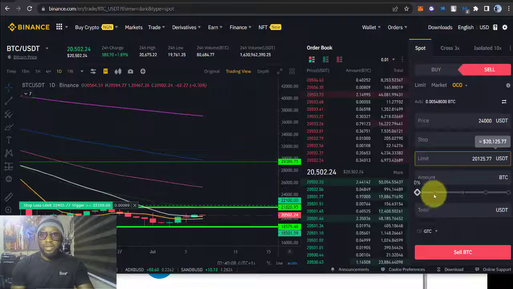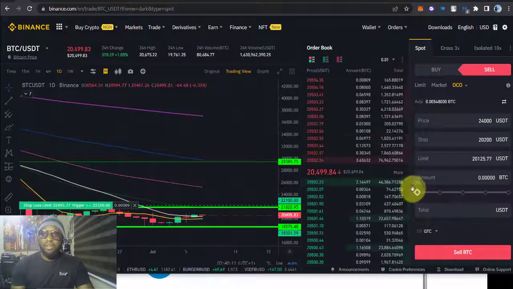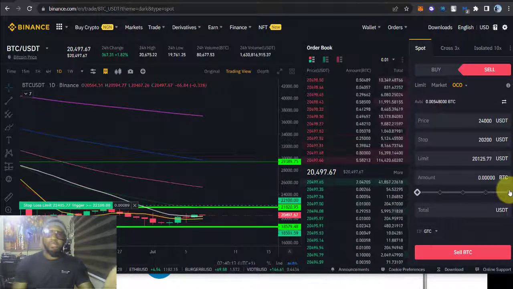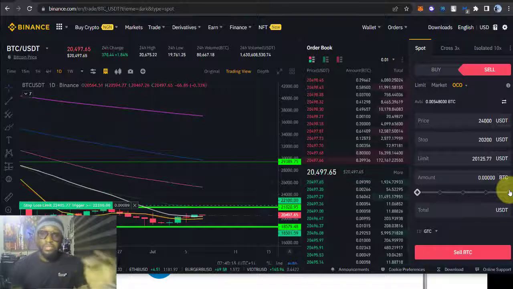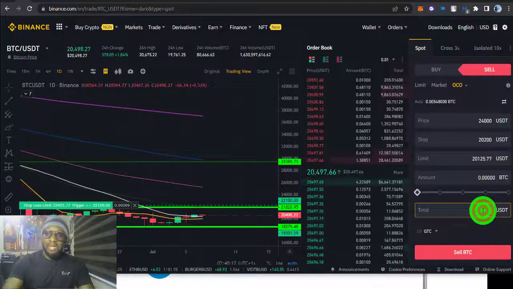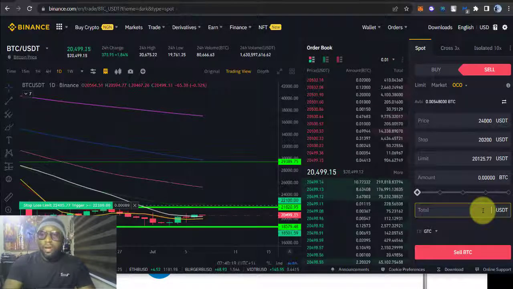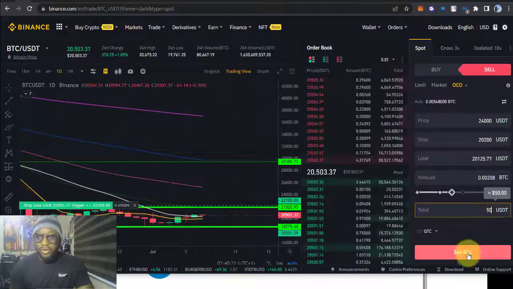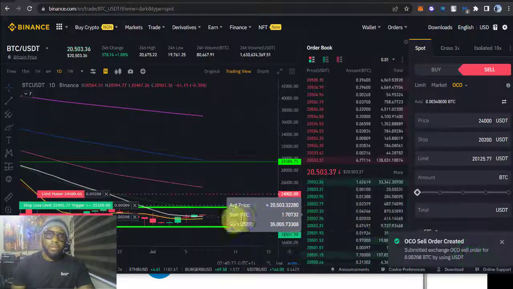Then how much of my trade? You can now select whether I want to sell everything, 100%, or just 1%, or whatever amount I want to sell, I can easily enter. Let's say I want to sell probably $50 worth of Bitcoin. That's what I want to sell, right? I enter the sell, and that's it.